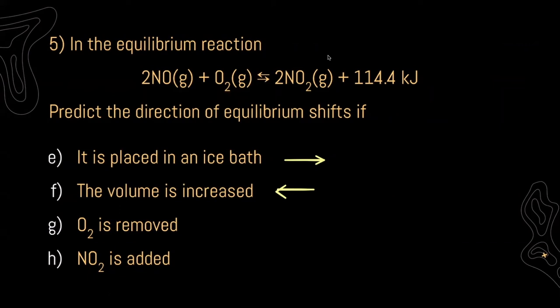If we remove oxygen, again, we are lowering our reactants, so we are going to be sending our reaction to the left. If we add nitrogen dioxide, we are increasing our products, again, sending our reaction to the left.